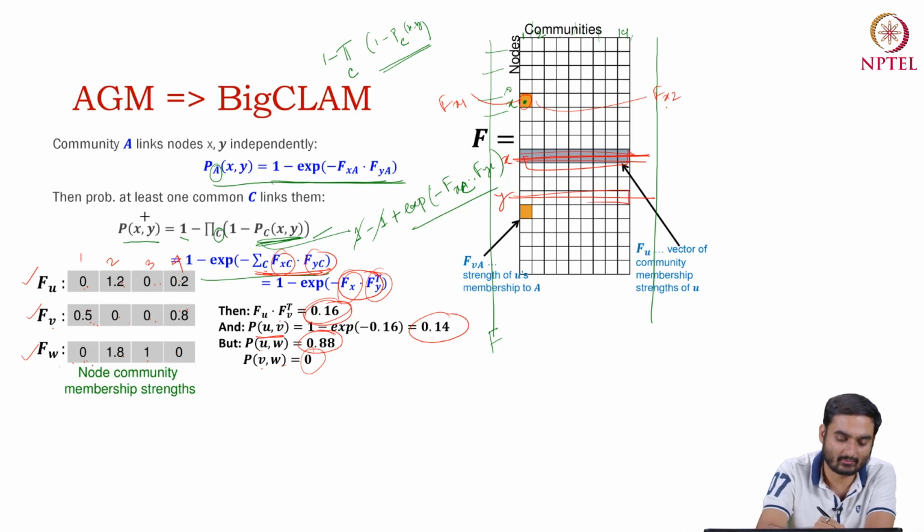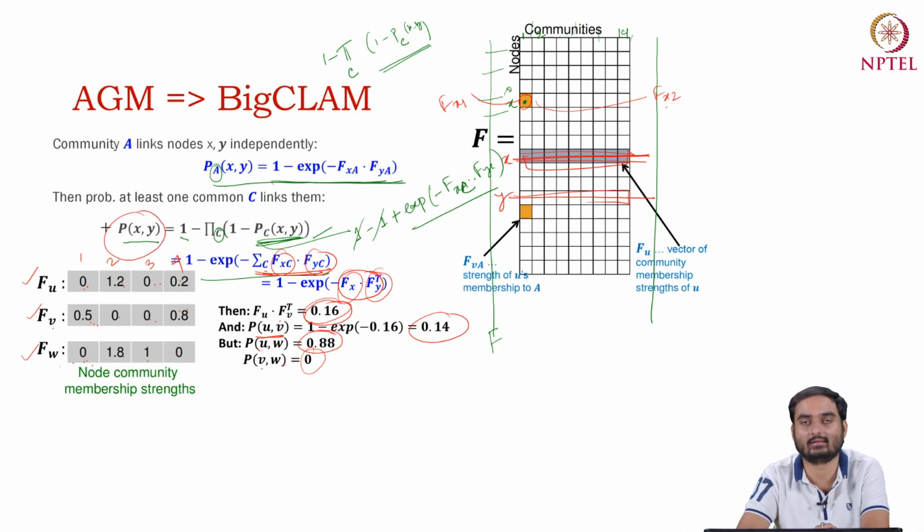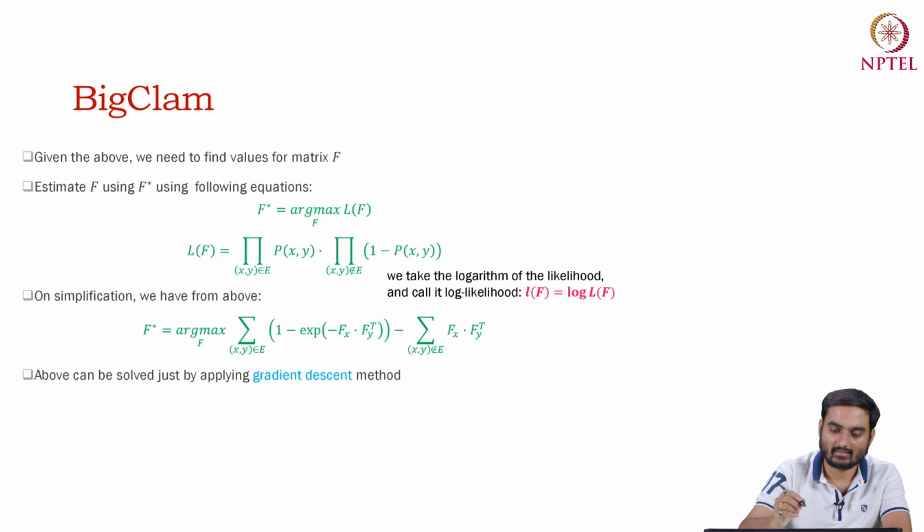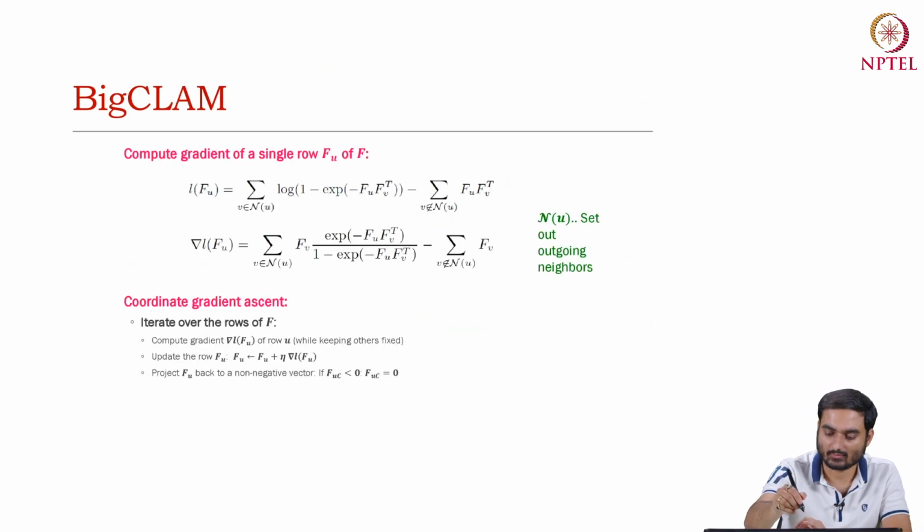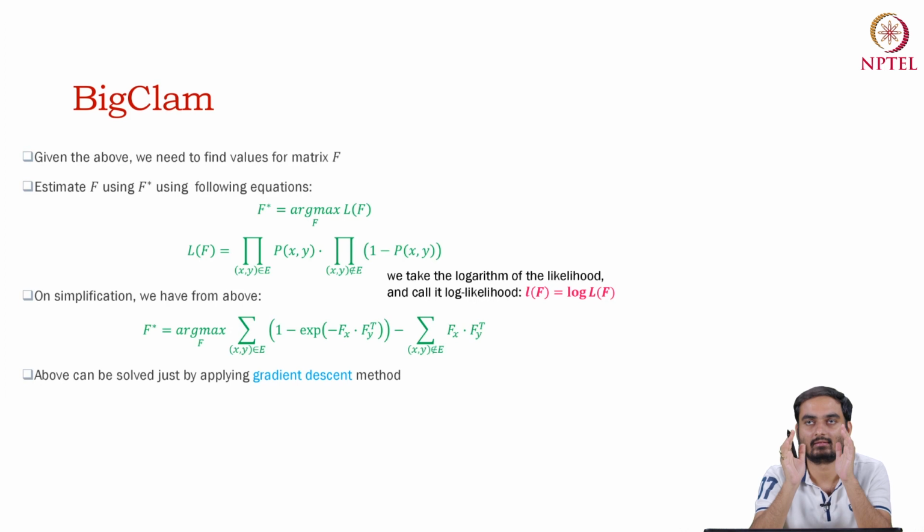Okay, so in this way you basically calculate the probability of existence of an edge between X and Y due to the communities where they are part of. If they are not part of any common community, it would be 0. If they share some communities, you will get non-zero values, right? So now what we have got? We know that this is the probability of existence of an edge. Now based on this probability P, you can construct a graph.